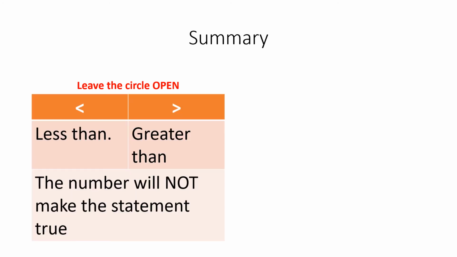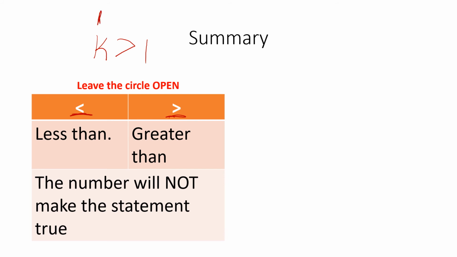When do we leave the circle open on graphs? It's when we have either the less than or the greater than symbol. And the reason is the number will not make the statement true. Let's go back to the one we were just looking at. K is greater than 1. What we mean by the number will not make the statement true.